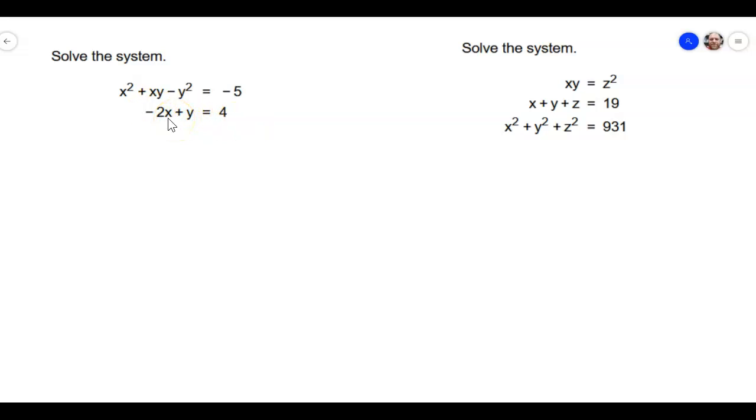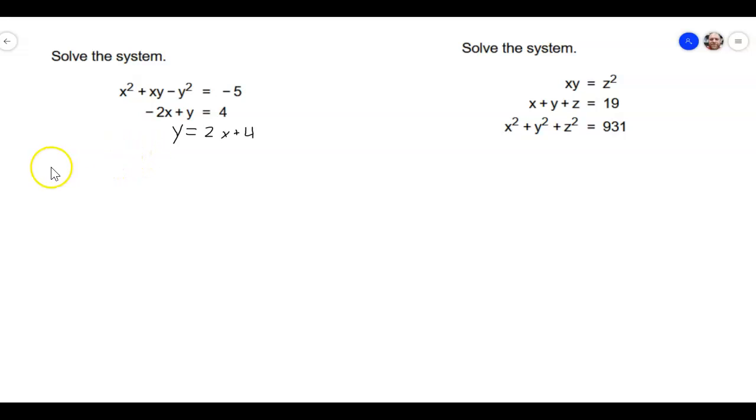If I solve for the x here, I'm going to have to divide everything by 2, and that'll give me a fractional y. So I'm going to go ahead and solve for y. I added 2x to both sides, so y is equal to 2x plus 4. Now this is really just a matter of substituting this back into y up here and then expanding that out and solving it. So it's just now a lot of distribution and algebra.